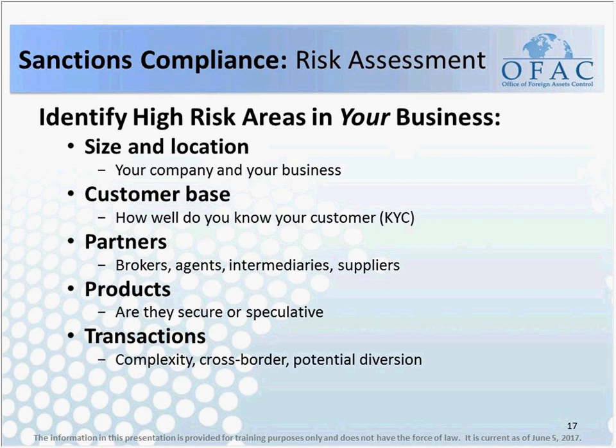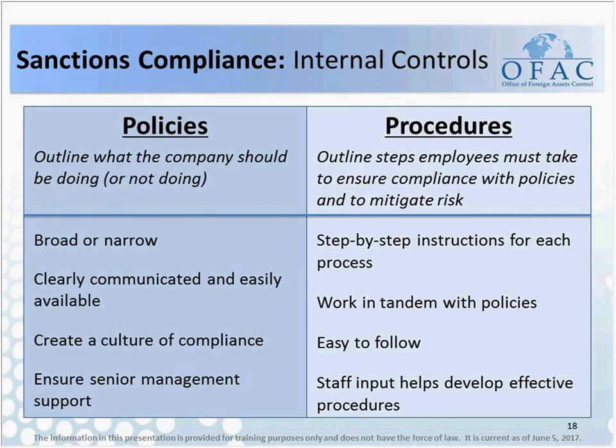Slide 18, the internal controls. When we talk about internal controls, it's two parts. It's your policies and it's your procedures. The first part, policy, is outlining what the company should be doing or should not be doing. Again, you want to make sure these are clear and your staff has an understanding of it and what's expected of them. So your policies, they can be broad or narrow. They want to be clearly communicated and easily available.